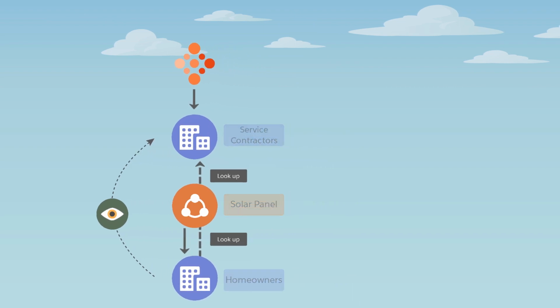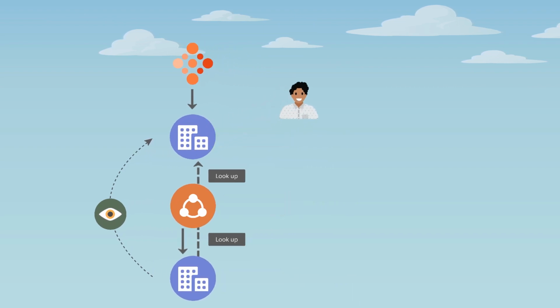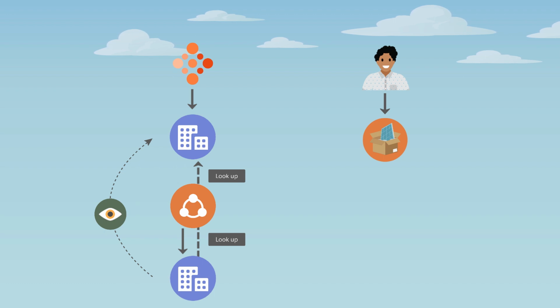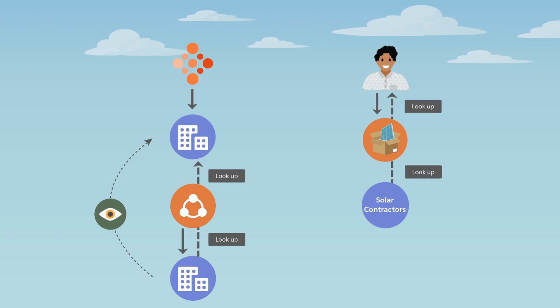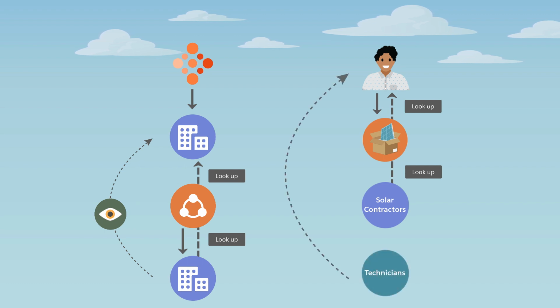Let's see this in action. Alex, a homeowner, buys a solar panel from a Pacifica reseller, Solar Contractors. He signs an installation and service contract with Solar Contractors. Solar Contractor is added as a lookup to the solar panel asset record with the service contract object. As a result, the Solar Contractor technicians have read access to Alex's account, so they can call him to set up an appointment.